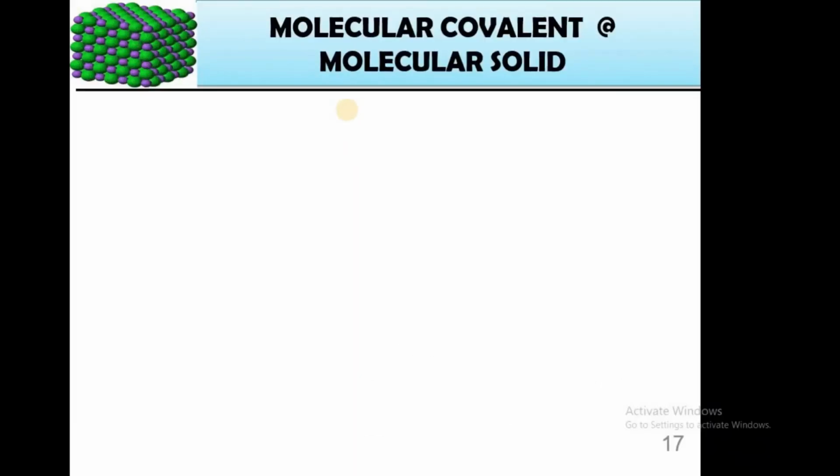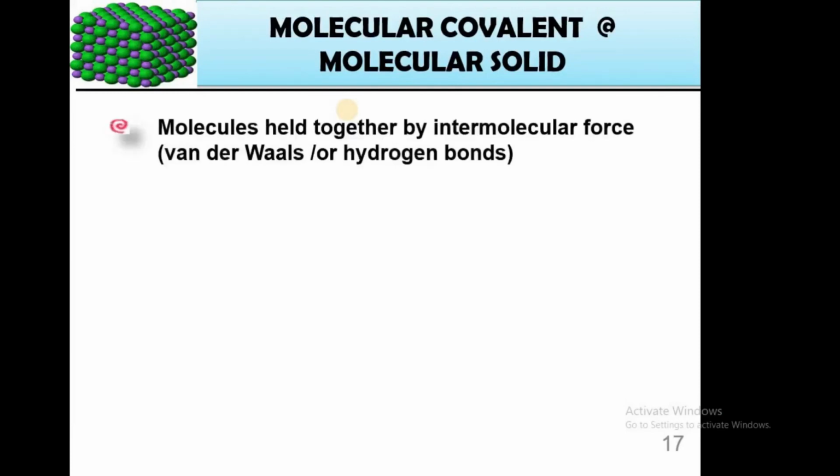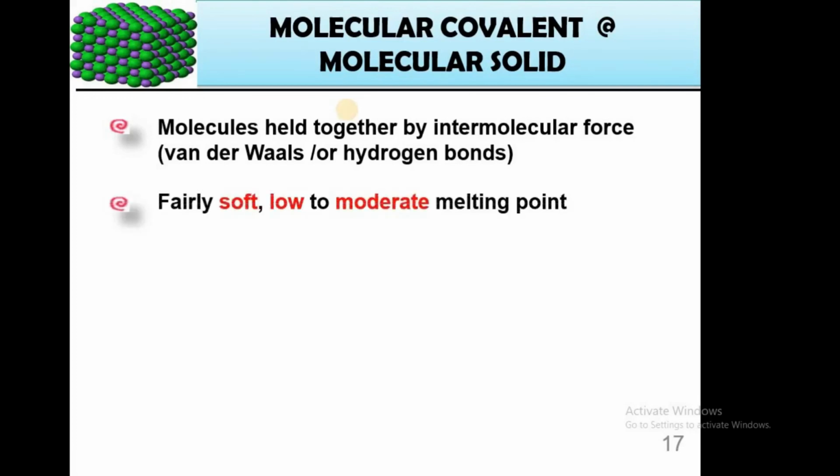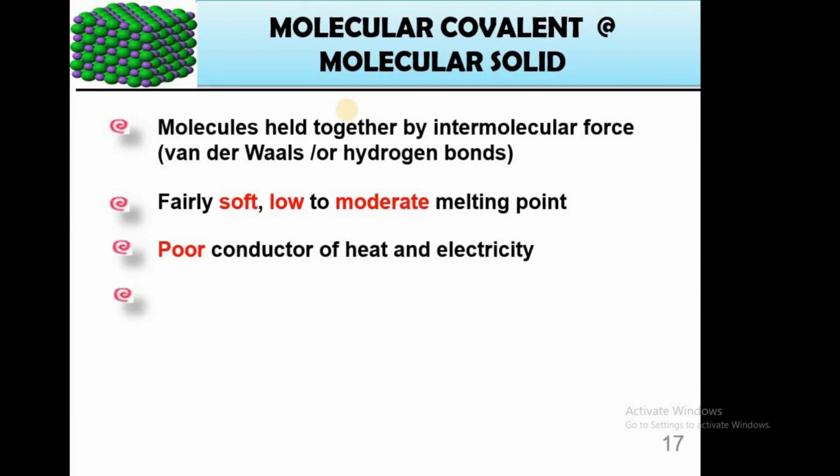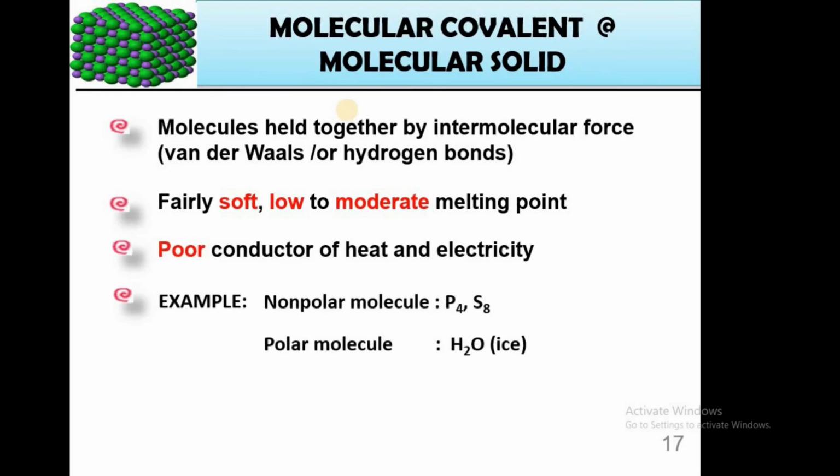Molecular covalent or molecular solid. Molecular solid is composed of molecules held together by intermolecular forces, which are van der Waals forces or hydrogen bonds. Their properties are fairly soft, low to moderate melting point, and also poor conductors of heat and electricity. Examples of molecular solid are phosphorus, sulfur, ice, dry ice, and iodine.